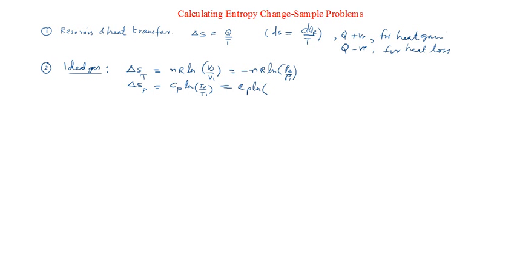The reason is that for an isobaric process, volume is directly proportional to the temperature. So T2 by T1 is equal to V2 by V1. Both are positive equations. That is the reason. Now the third case is the entropy change during an isochoric process.